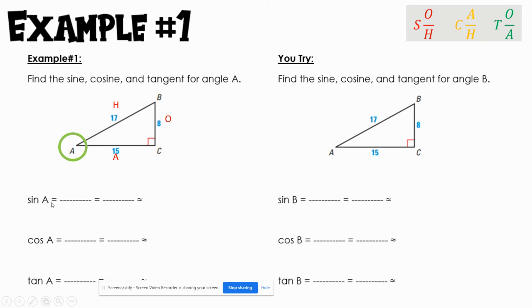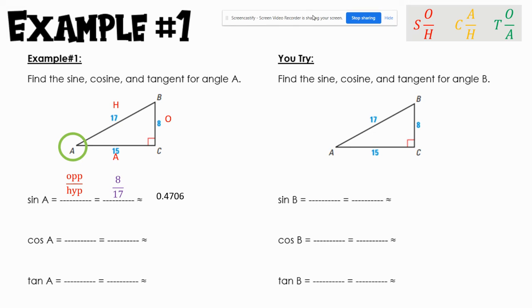Sine of angle A is the opposite over the hypotenuse. Remember our mnemonic device, SOHCAHTOA? So sine is the opposite over the hypotenuse. Now, if you labeled it, it makes it a lot quicker. Opposite side was 8, hypotenuse was 17. Now, this is the exact answer. If I type 8 divided by 17 into my calculator, there's what it is approximately as a decimal.